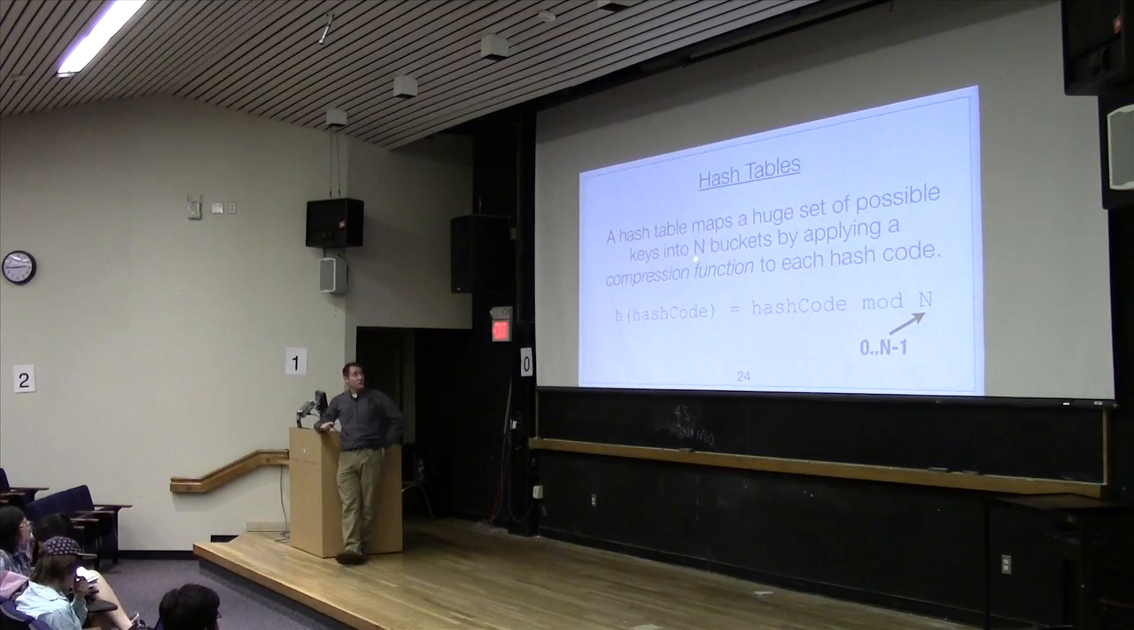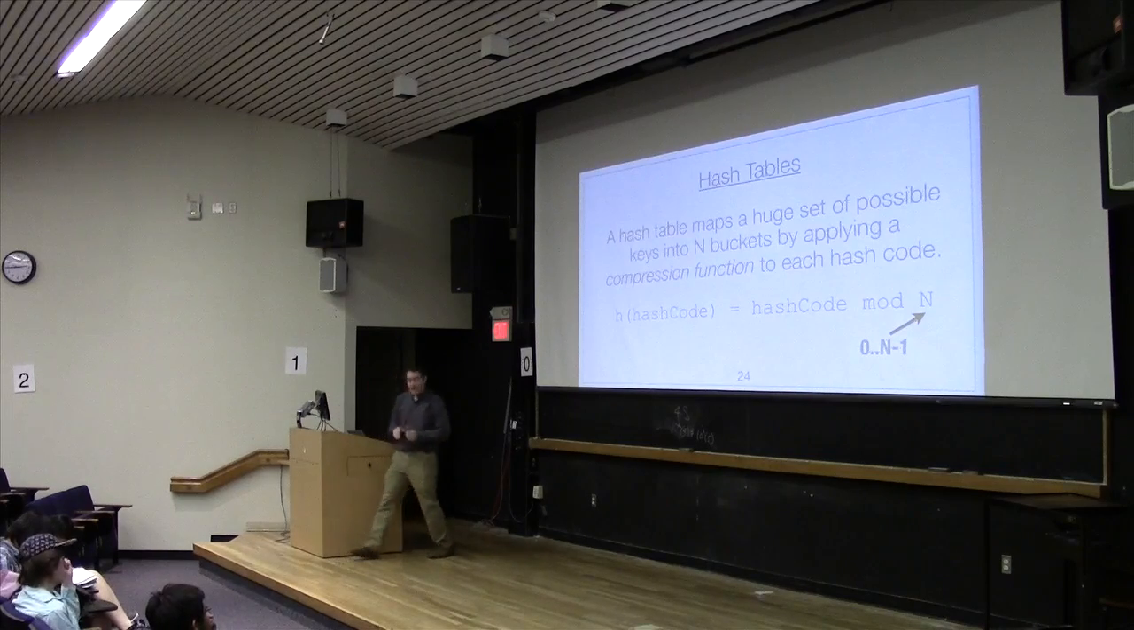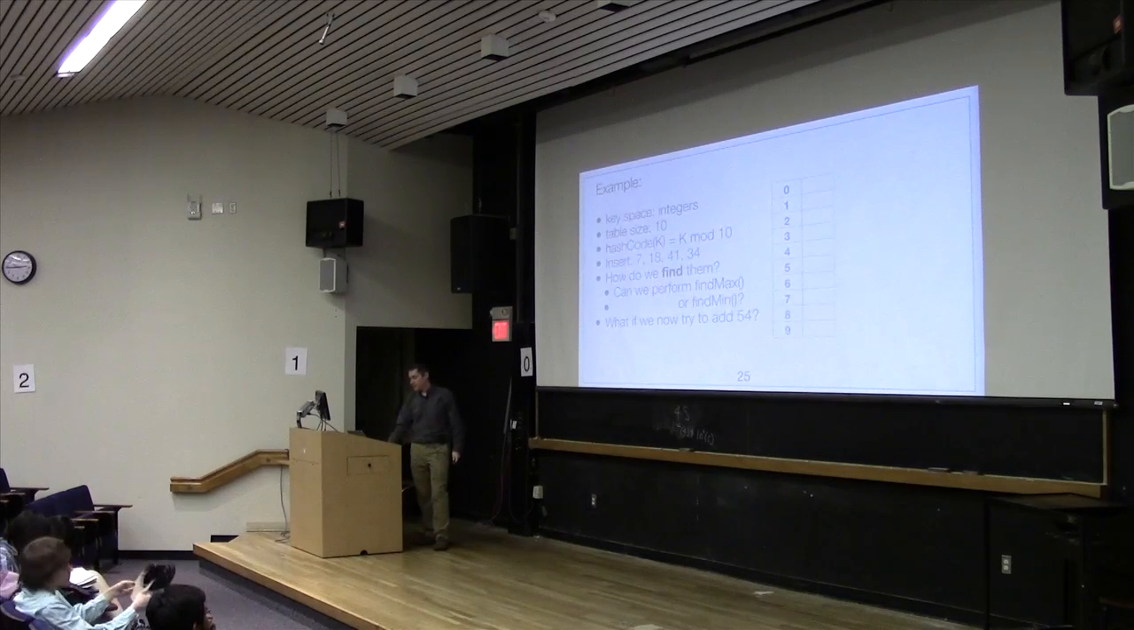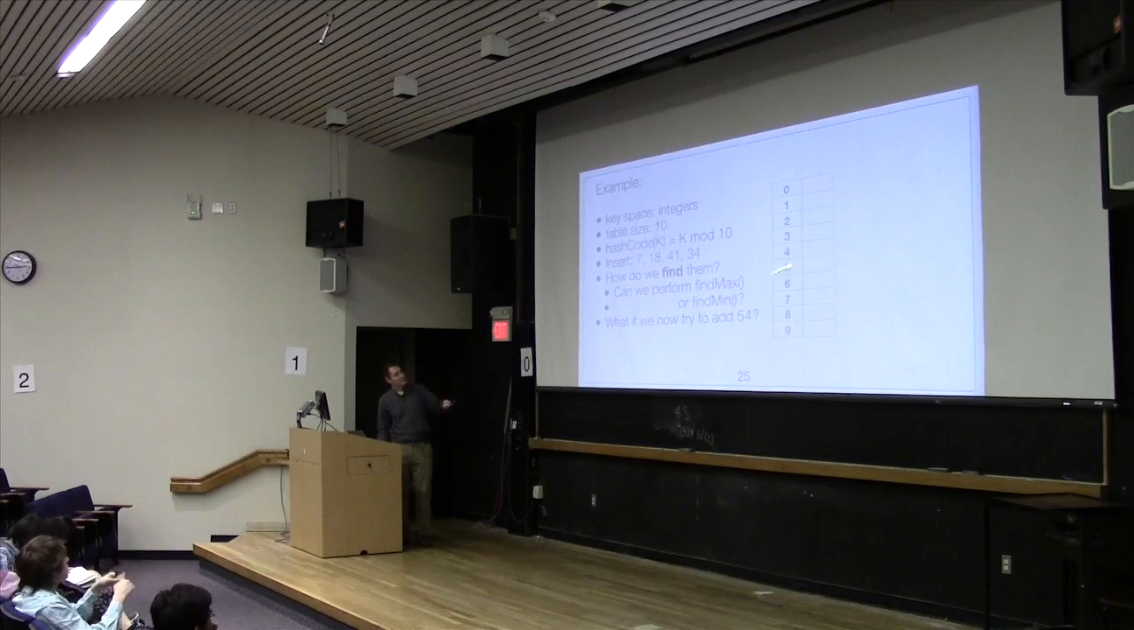But there's only a smaller number of buckets. Okay? We do this hash code, which we talked about already. And here's what it looks like. So this is kind of what we just did with you guys, right? Let's say we're going to insert 7, 18, 41, and 34 into this hash table with 10 values.